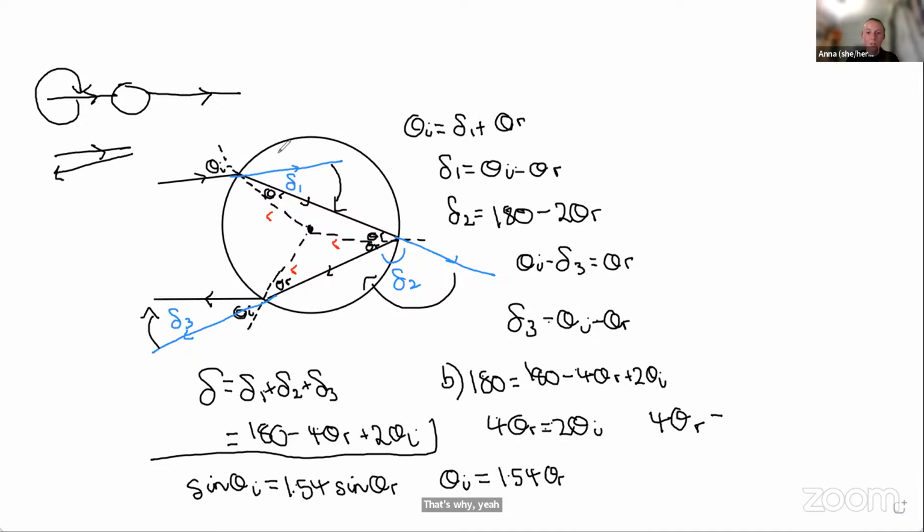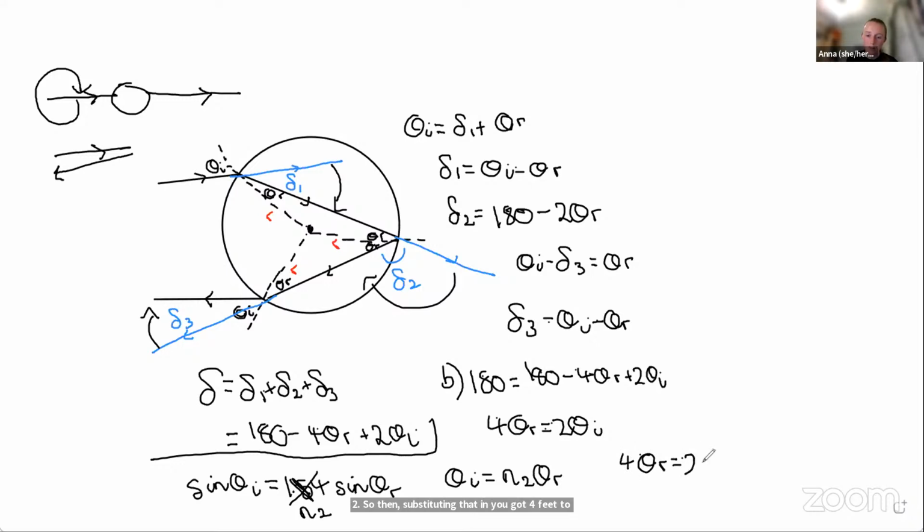Yeah, I've lost track of what the question's actually asking for. So yeah, always make sure you write down what the question wants. Actually here, this was theta r, but this is supposed to be just n2 because it's asking us what refractive index. So then, using the approximations, we find theta I is equal to n2 theta r. So then substituting that in, we've got 4 theta r is 2 n2 theta r. So we find that n2 would be 2.